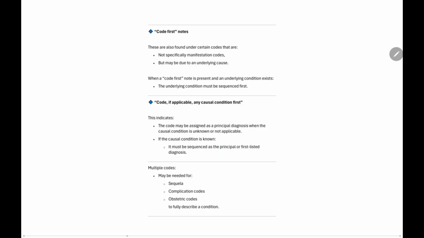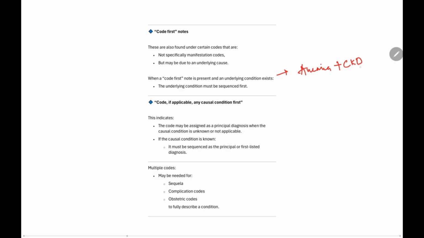So, for example, a patient is coming. Okay, let us see an example here. Code, if applicable, any causal condition first. So, forget about the paragraphs. First understand the example. Code, if applicable, any causal condition first. So for example, there is anemia. The patient is admitted with anemia due to chronic kidney disease.